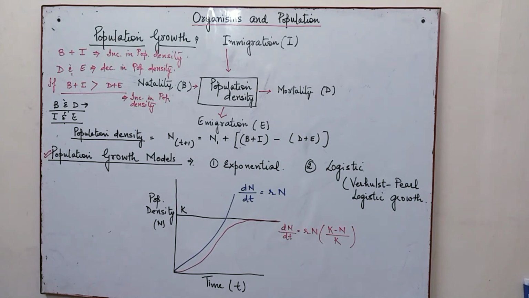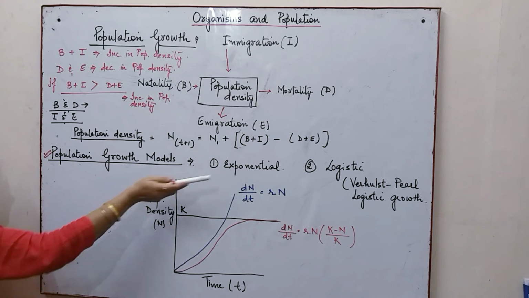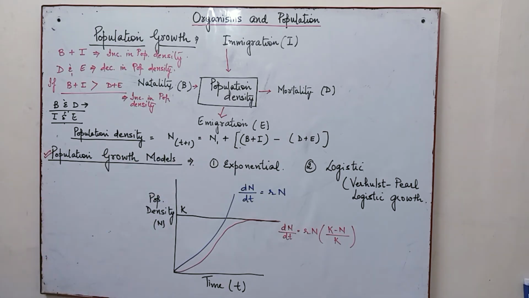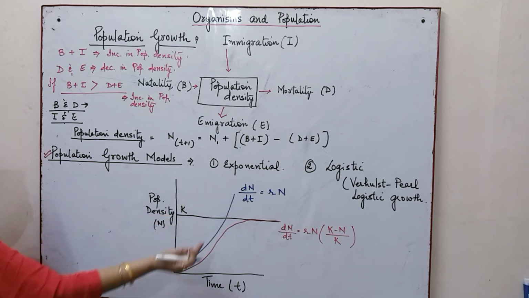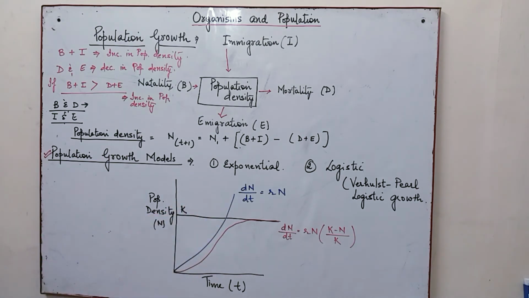Then growth models predict what the population will be at a given time. Now here we are going to study two types of growth model, that is the exponential and the logistic growth model. The logistic growth model is also known as Verhulst-Pearl logistic growth. Now if you see the diagram over here, the exponential growth is shown in blue, and the logistic is shown as the red mark over here. Now let us study one by one.